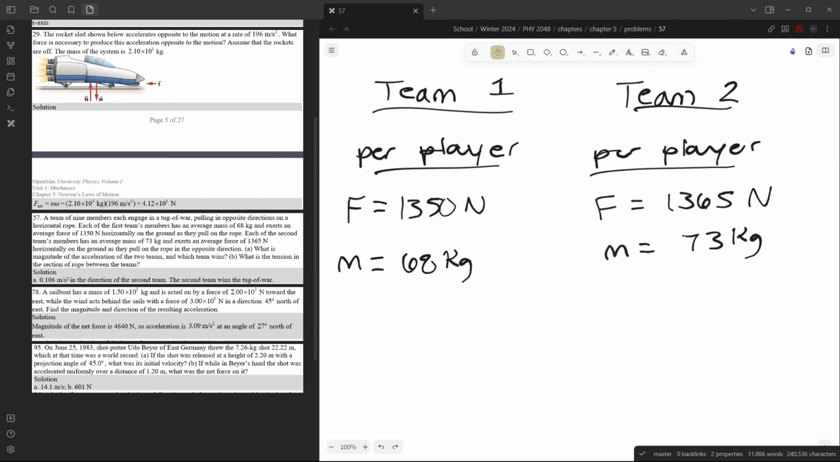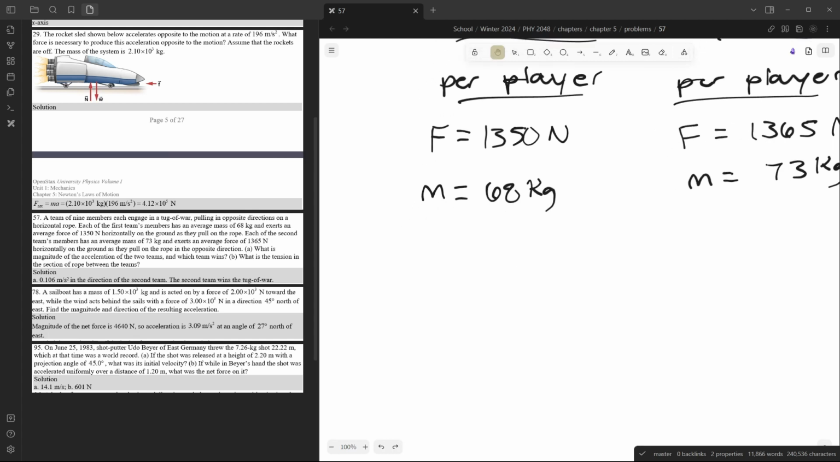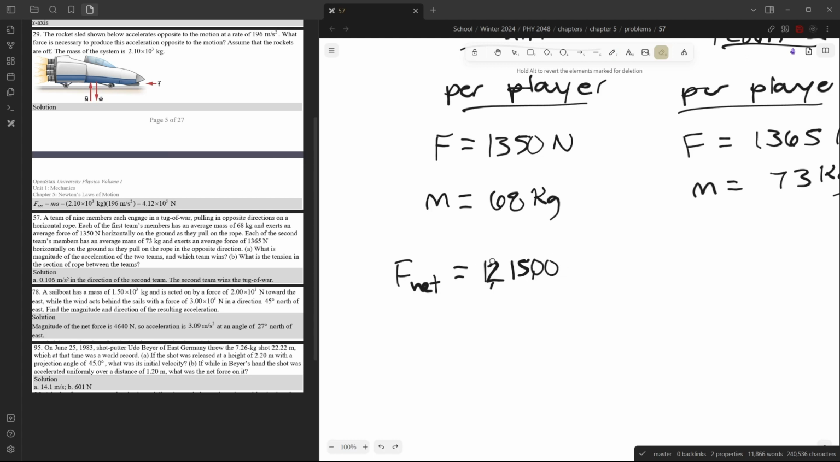So the strategy here is to find the total force per team, and then find the difference of those forces. So 1,350 times 9. So we find that the total, let's just write this out, total F equals, I guess this is F net. Sorry, we want to make sure we write this correctly. So F net of team 1 equals this large number, 1,000,000. Sorry, no, that's not it. This is the number.